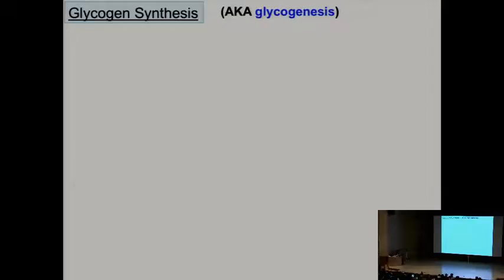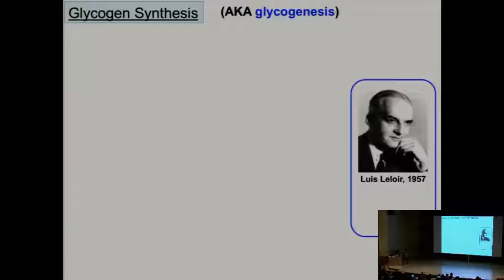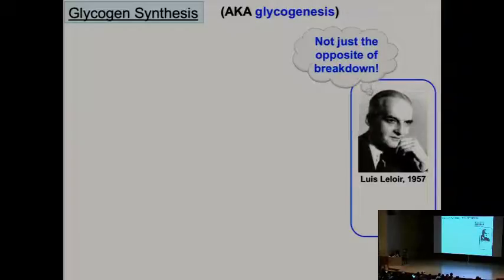And for a long time, people just thought that making glycogen was the exact opposite of breaking it down. I mean, it seems pretty logical, right? And that was until 1957. This Argentinian scientist had some bright ideas, and he said, hey, maybe making glycogen is not just the opposite of breakdown. And why did he think this? He wasn't just some old loon. He actually worked in the lab with the Coreys. He was one of their famous trainees.